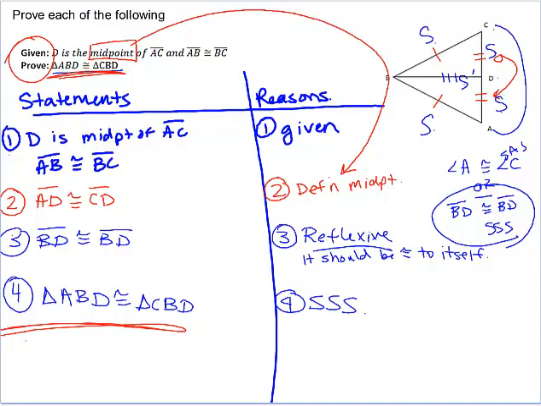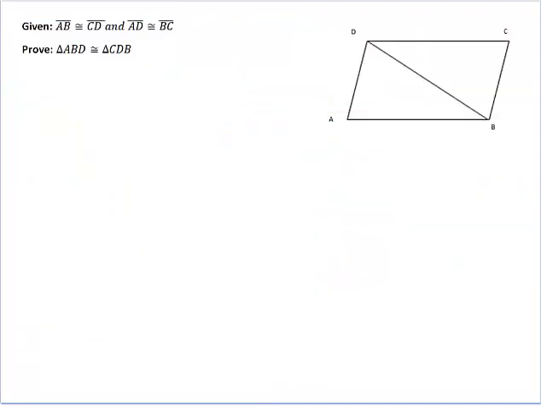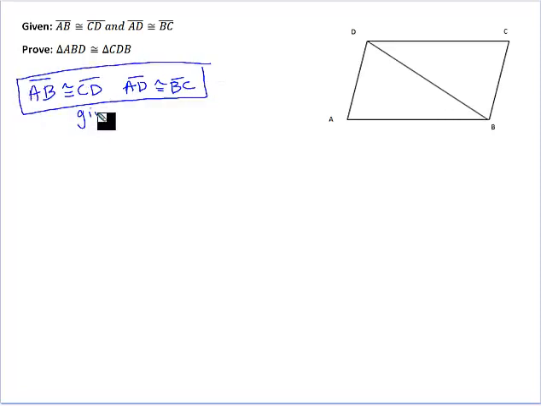All right, we are going to do another proof. This time we are going to be given AB is congruent to CD and AD is congruent to BC. We want to prove triangle ABD is congruent to triangle CDB. This time we will do a flow proof. So here we go. AB is congruent to CD. AD is congruent to BC. I'm going to box that in and write given underneath it.